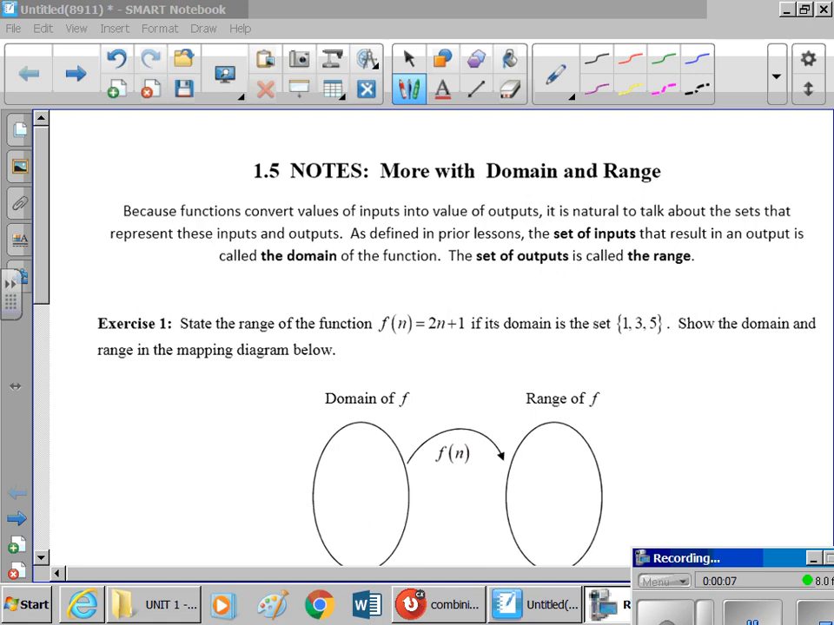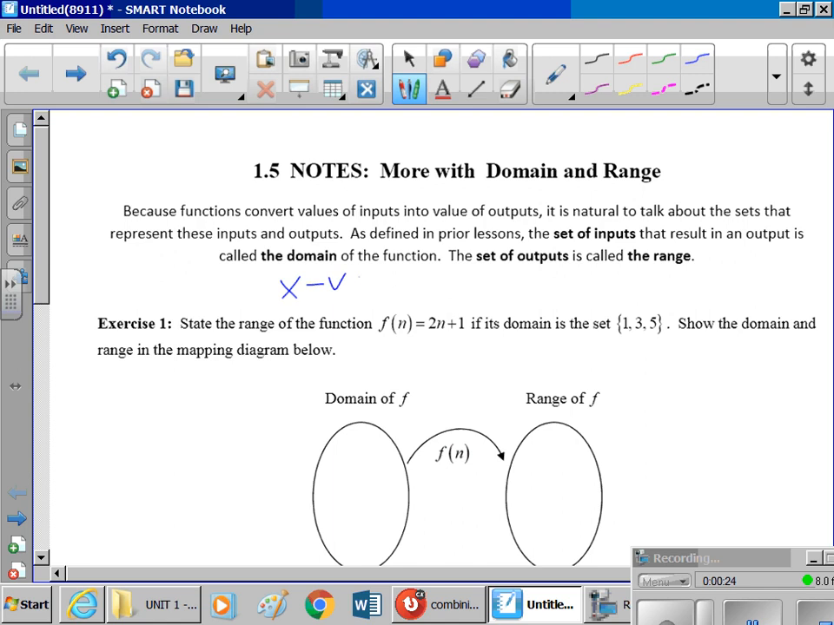Because functions convert values of inputs into values of outputs, it is natural to talk about the sets that represent these inputs and outputs. As defined in prior lessons, the set of inputs that result in an output is called the domain, and most of the time we call them just the x values. And the set of outputs is called the range, which are the y values.